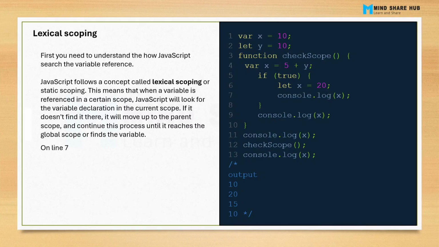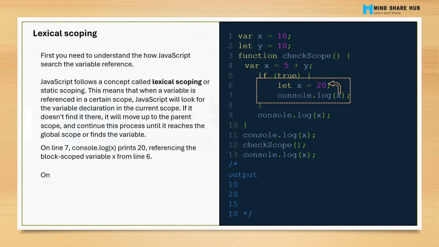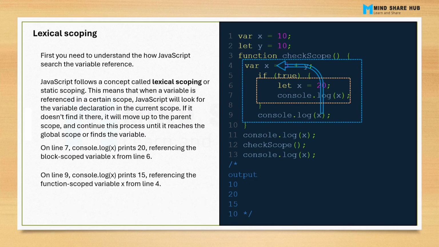On line 7, console.log x prints 20, referencing the block-scoped variable x from line 6. On line 9, console.log x prints 15, referencing the function-scoped variable x from line 4. On lines 11 and 13, console.log x prints 10, referencing the global variable x from line 1.